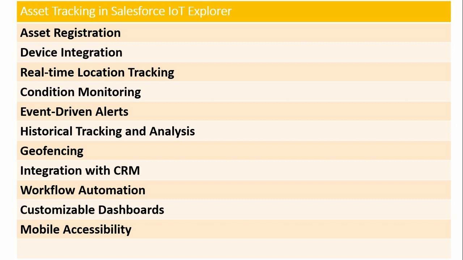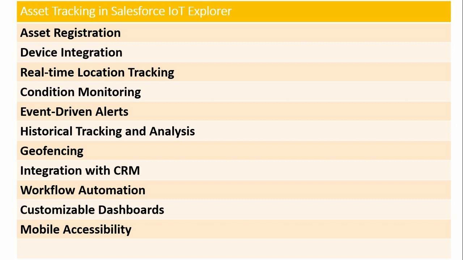Condition monitoring. Overview. Monitoring the health and condition of assets. Details. IoT devices associated with assets transmit data about their condition, such as temperature, humidity, or performance metrics. This allows organizations to proactively address issues and perform preventive maintenance.